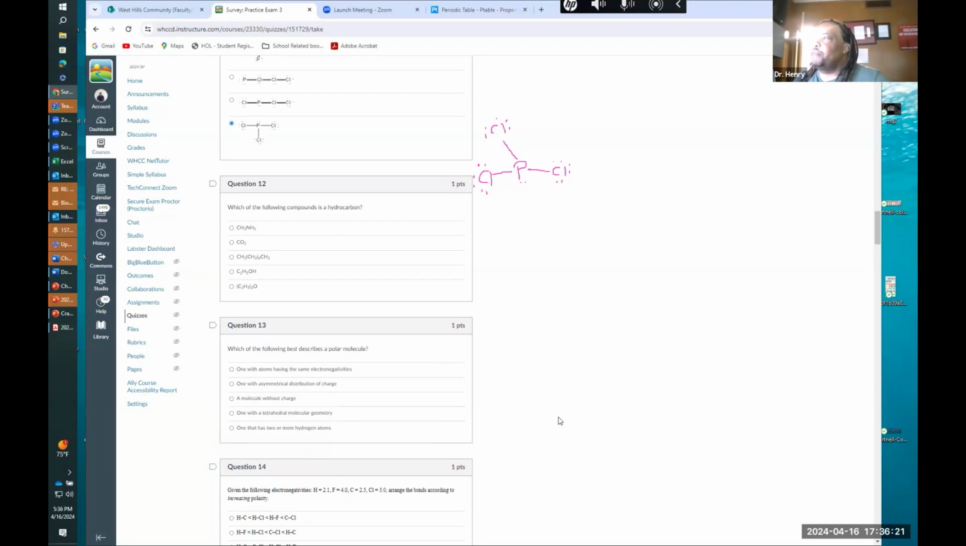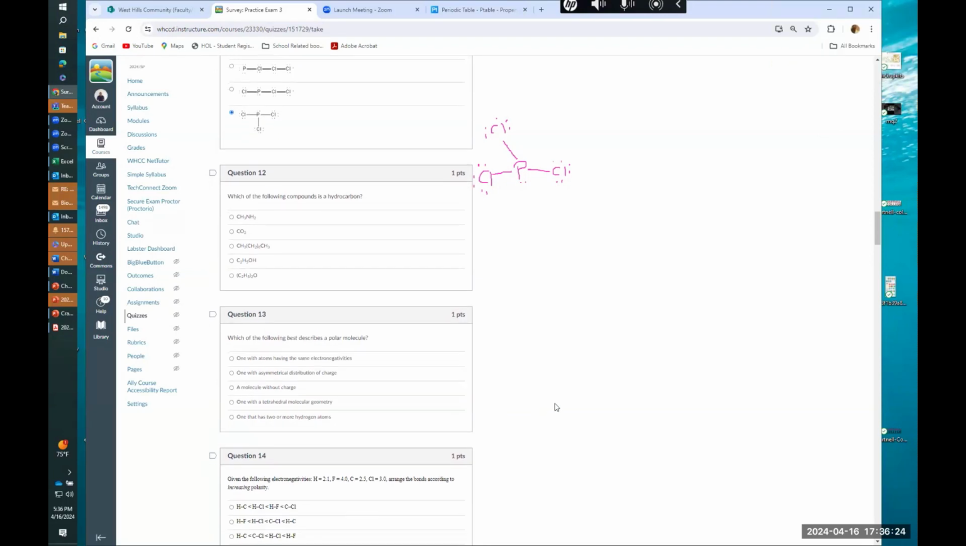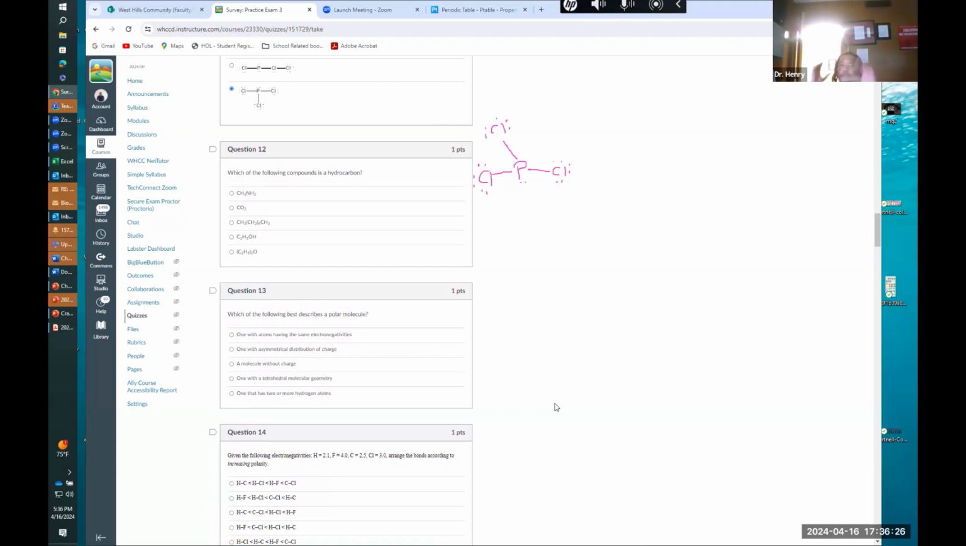Which of the following compounds is a hydrocarbon? There has to be hydrogen in it. It's hydrogen and carbon, right? But we're talking about only a hydrocarbon. They're all organic except for this one. This one has carbon in it, but carbon dioxide is not considered to be an organic compound.